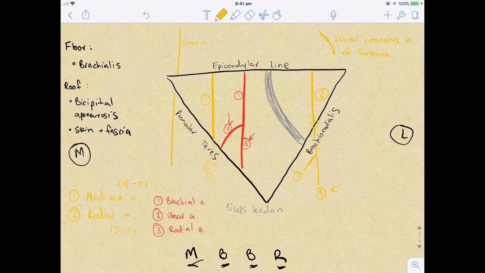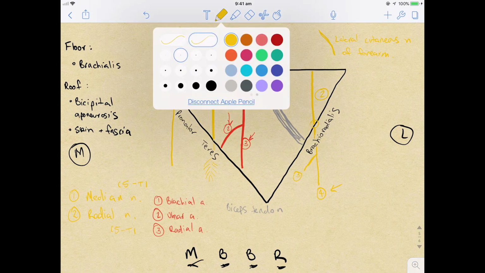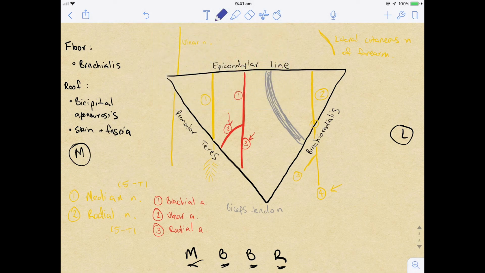Lastly, we can draw in some venous structures, and probably one of the more well-known things about the cubital fossa is that it's a common site for venipuncture or to get a blood sample, and this is commonly done from one of three veins. The first, and we'll start medial, the first is the basilic vein. The second is the cephalic vein, and that is on far lateral side.